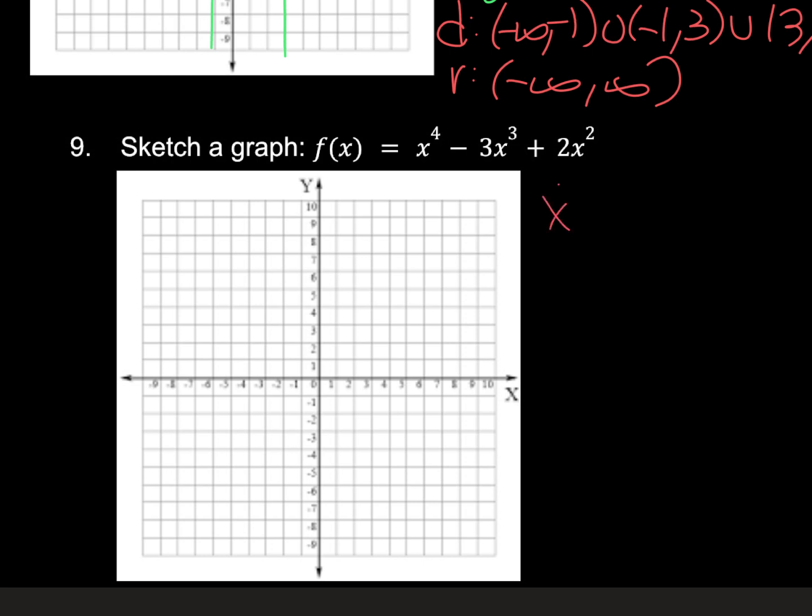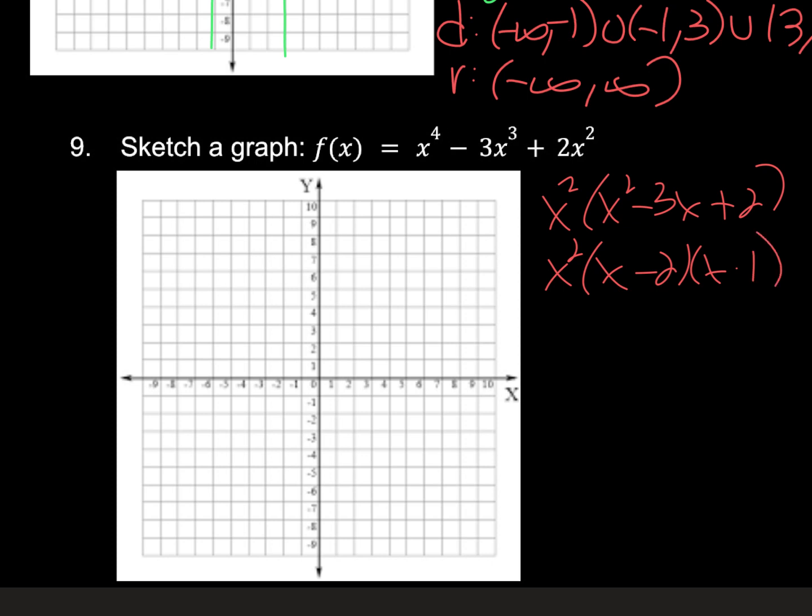First of all, factor out the GCF, which is x squared. That will leave x squared minus 3x plus 2. Factor what you have left, which would be x minus 2, x minus 1. Which means my zeros are 0, 2, and 1. So I'm going to put them there. There's 0. Oh, they're right next to each other. That's awesome. I'm being sarcastic when I say that.